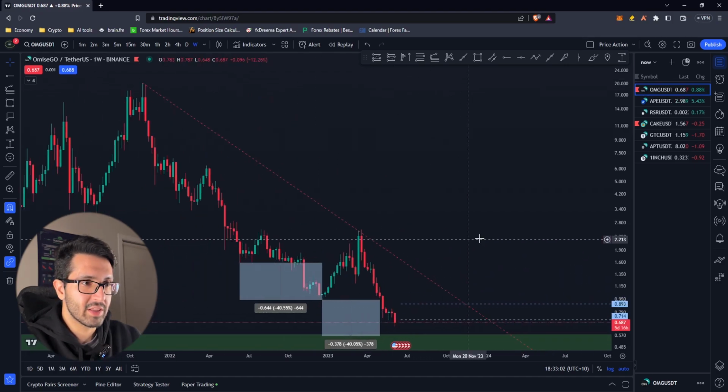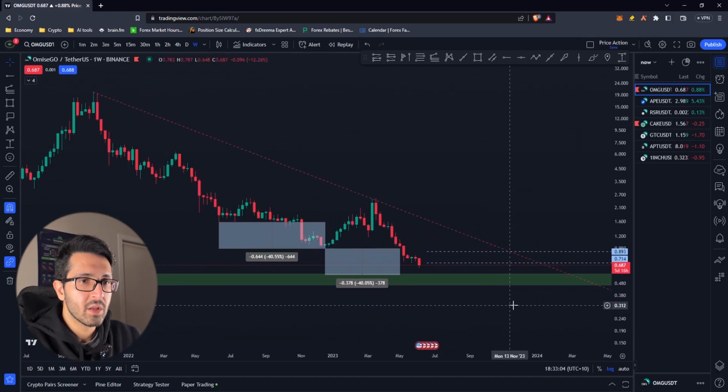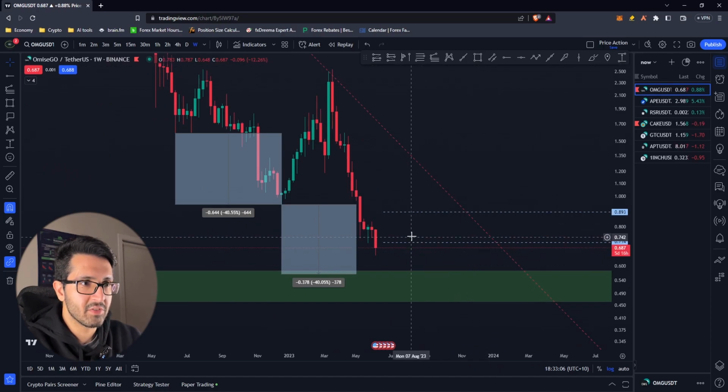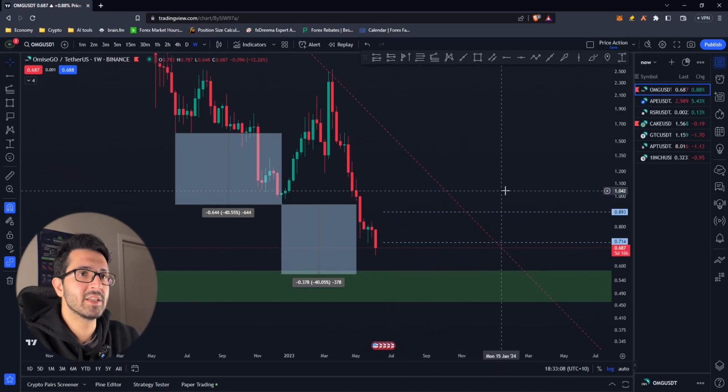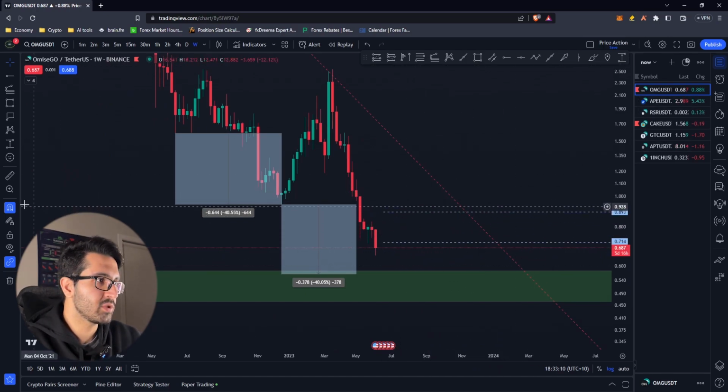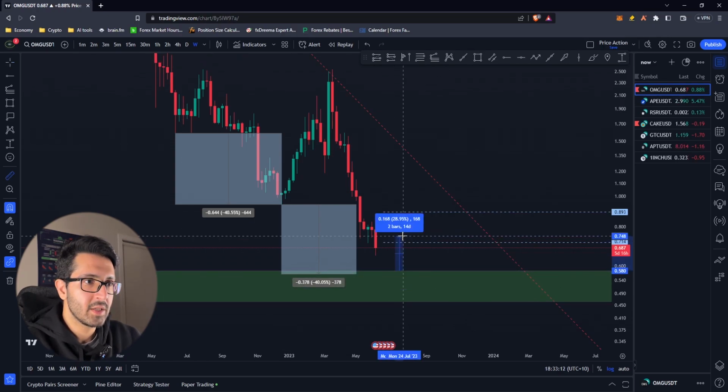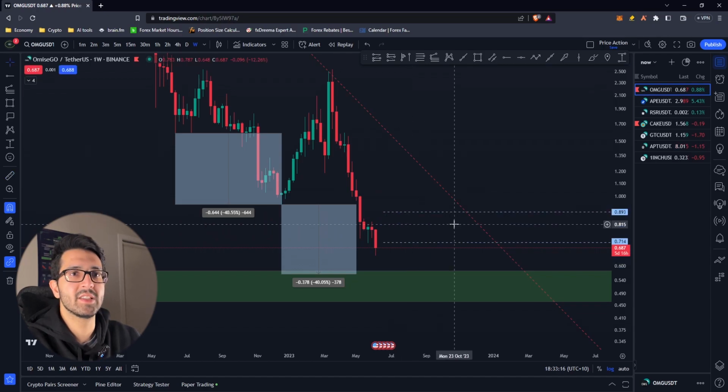It works greatly. And even if I want to open a long position, I'll look to put my first TP and second TP around these levels, which, if you open it up, is 23% and around 50% as well.